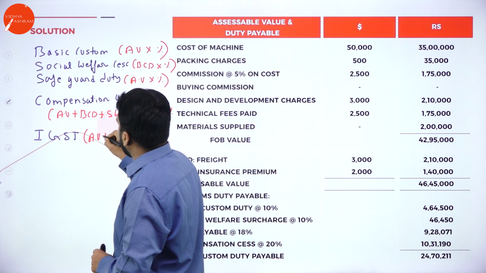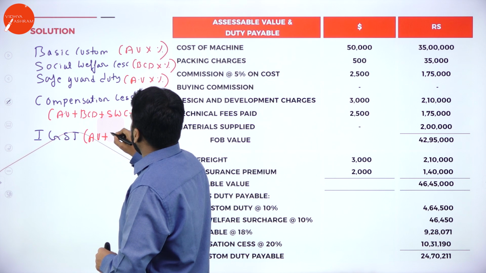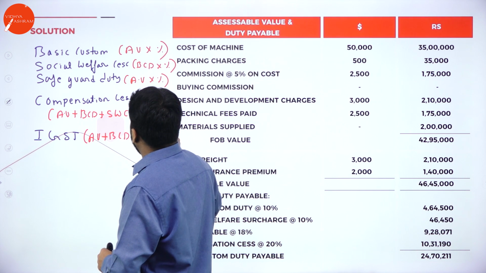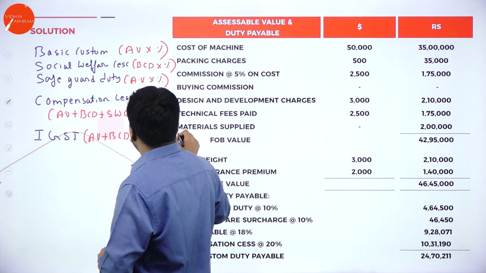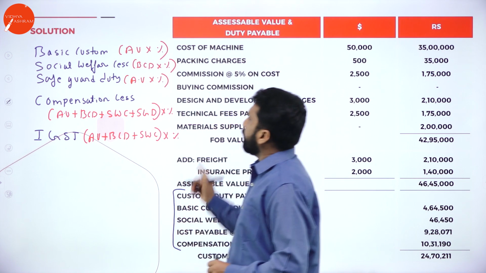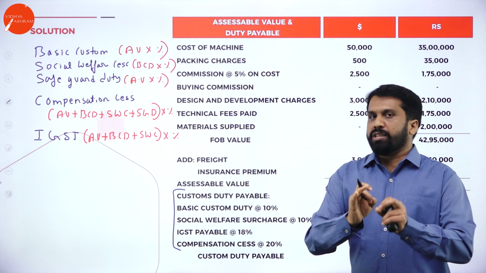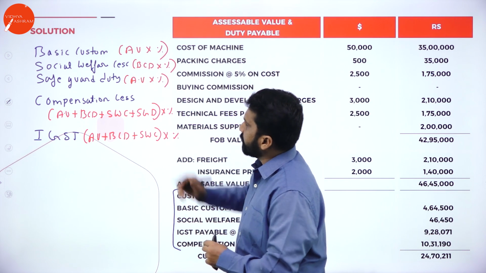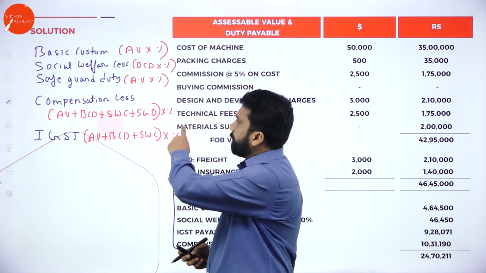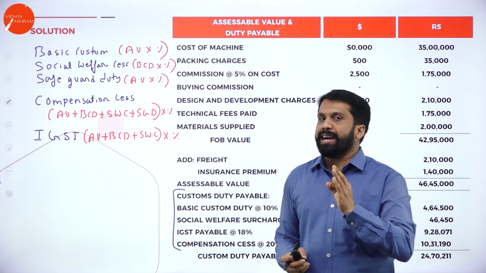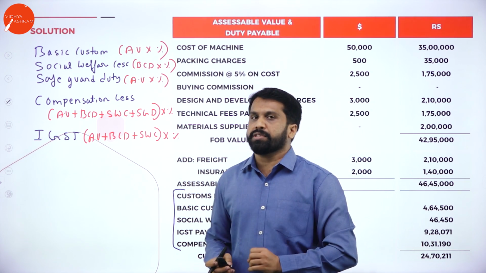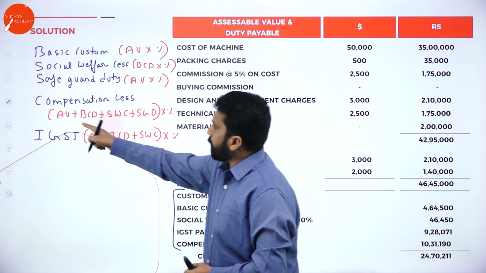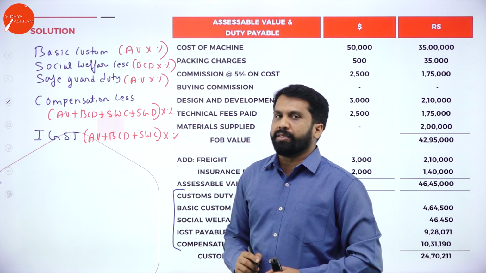Last one, IGST. Assessable value plus basic custom duty plus social welfare cess, and on that, the percentage. There is a major thing for calculation of custom duty. Remember this. Whatever information I have given is as per Mysore University. Now you have to follow the same thing at the time of calculation.